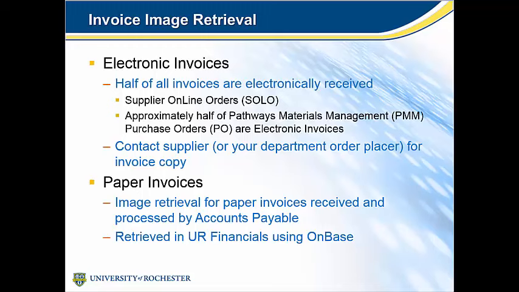It is important to know that when invoices are electronic, there will be no image retrievals, so they will not have a document link or attachment in UR Financials. As a result of this, departments should contact the supplier or your department order placer for an invoice copy. For Pathways Materials Management EDI 810 electronic invoices, there is no copy in accounts payable nor a document link or an attachment in UR Financials. Only paper invoices that have been received and processed by accounts payable can be viewed using OnBase.